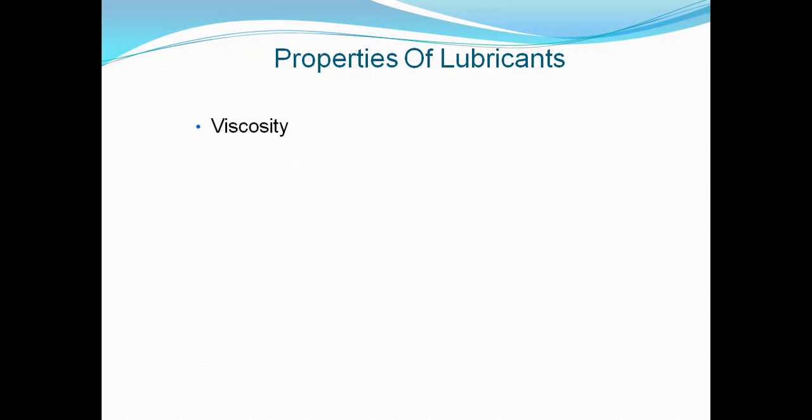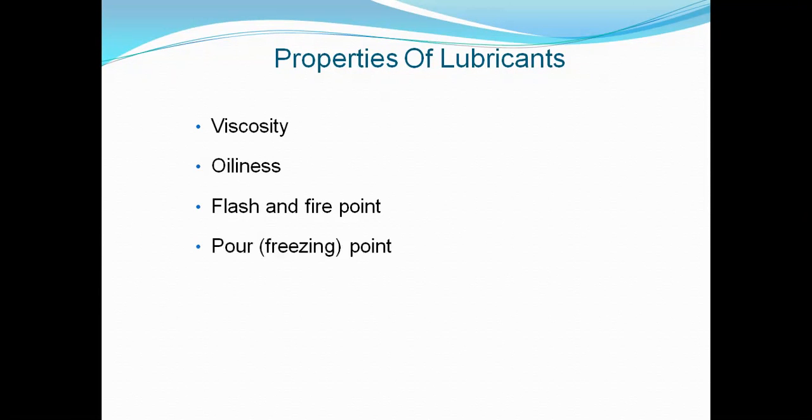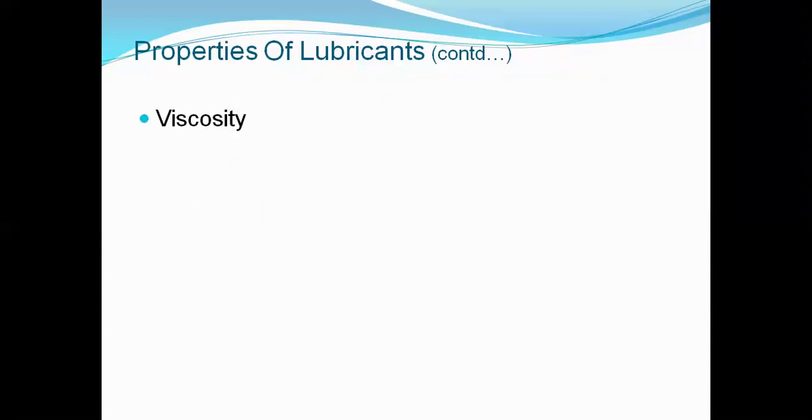So next, properties of lubricants. If an element is called a lubricant, it has to possess the following properties. One, viscosity, that is resistance to flow. And oiliness, flash and fire point. A flash and fire point means it does not burn quickly. Pour point, freezing point, chemical stability, carbon residue. So these are the properties a lubricant has to possess: viscosity, oiliness, flash and fire point, pour point, chemical stability, and carbon residue.